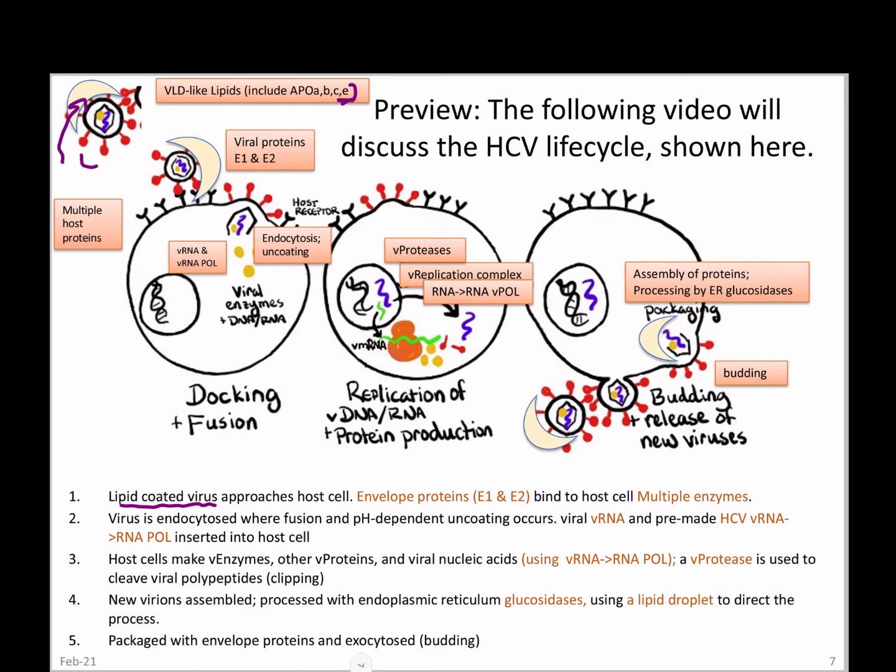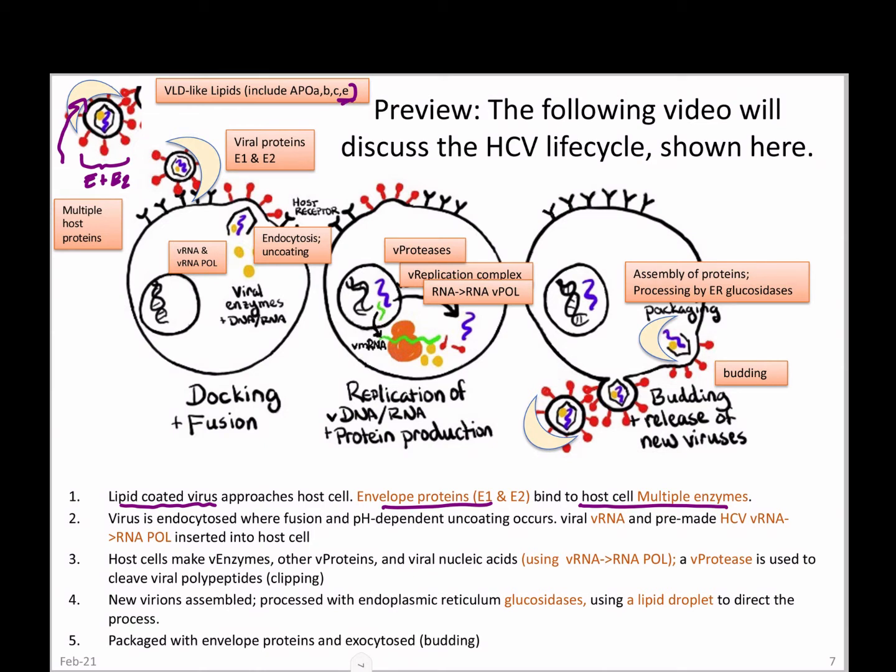So the virus itself has these E1 and E2 envelope proteins that are going to bind to host cell enzymes and proteins. And while with a lot of the viruses we have only one or two host proteins that we're going to talk about, there are at least 6-7 host cell proteins that are going to function in the binding of the HCV. So we're not going to go into the specific proteins.